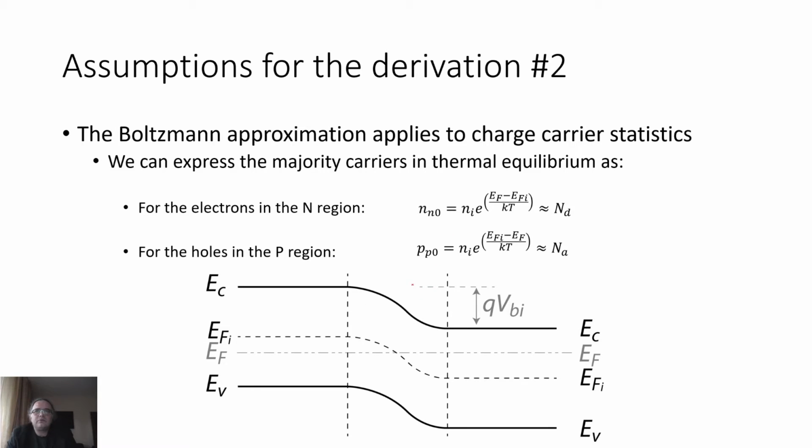The second assumption is the Boltzmann approximation for the concentration of carriers, which basically says that we can express the majority carriers with the amount of doping that we have. So, for example, the electrons, which are majority carriers in the N-side material, are simply the concentration of donor atoms, which are doped. And they can be expressed as the intrinsic carrier concentration and the difference between the Fermi level and the intrinsic Fermi level. The more we dope, the more this level goes up and this difference becomes larger. The same for the holes, but then we look at this difference.